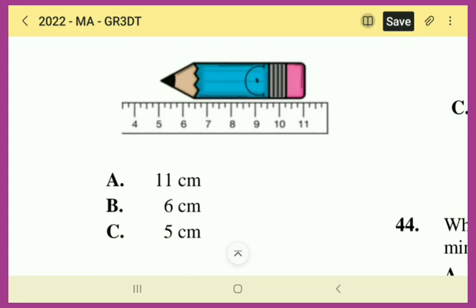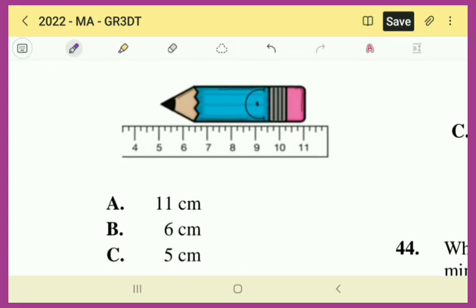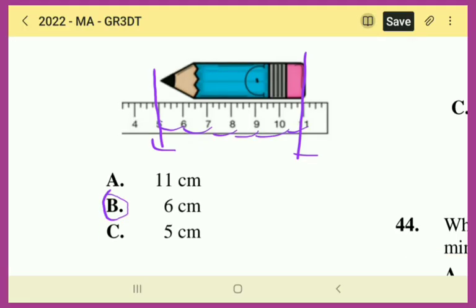Let's go. So here we have the pencil here and here. So it starts at 5 and it ends at 11. You can do your subtraction from there, 5 from 11. That will also give you your answer. But let's go. 1, 2, 3, 4, 5, 6. So it is 6 centimeters long. Good job.